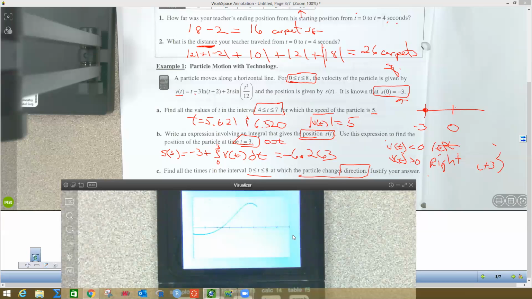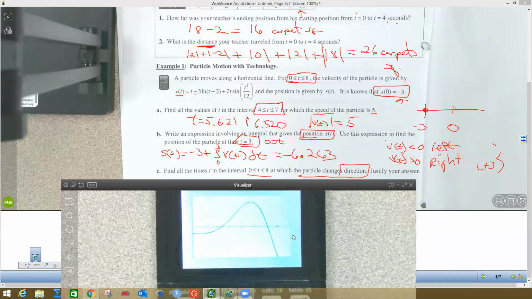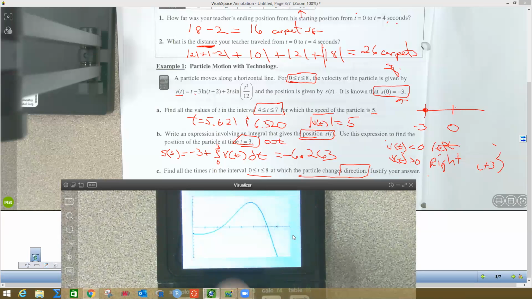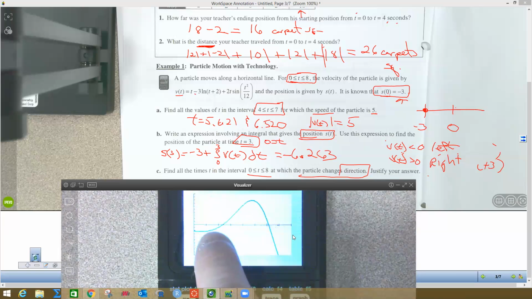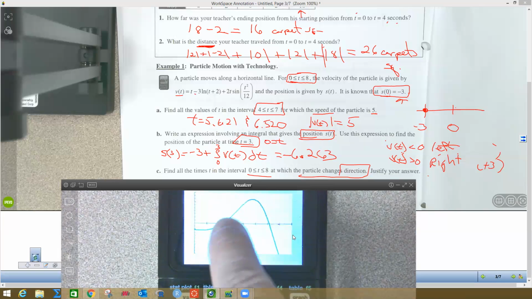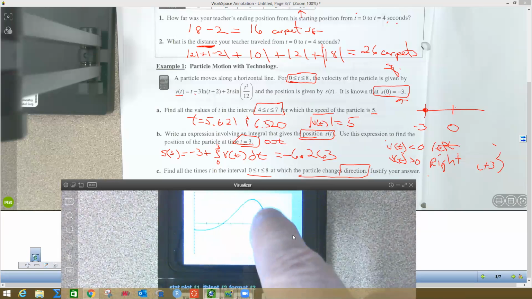And again, this is from t equals 0 to t equals 8. So there's my function right there. I don't need to see what happens below there yet. So velocity is negative to there, positive to here, negative to there. So what that means is the object starts moving left, then it moves right all the way to here, and then it moves left again.